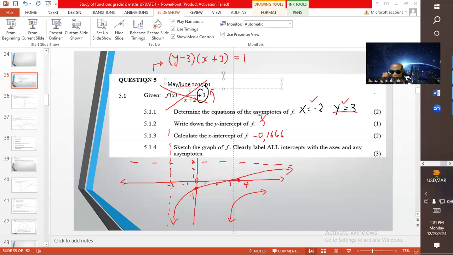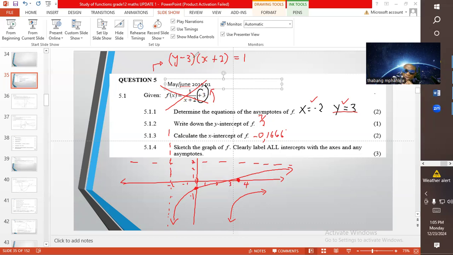Now, once you realize that we are dealing with functions, in functions, make sure that your y is always the subject of the formula. Before you do anything else, make sure that the variable y is the subject of the formula. When we are working with functions, we want y to be the subject of the formula. So let's make y the subject of the formula there.